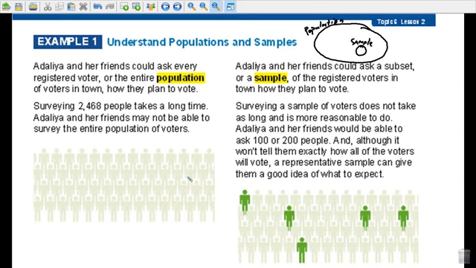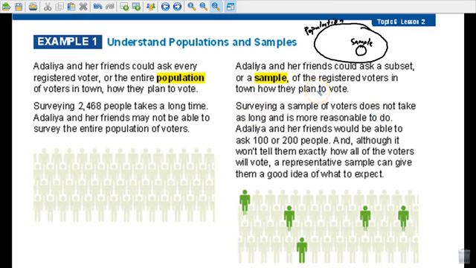And as we can see, Adalia and her friends could ask every registered voter, or the entire population of voters in town, how they plan to vote. That would take a long time. They can ask all 2,468, and that would be very accurate as to how they're going to vote. But that would take them a very long time. Or Adalia and her friends could ask a subset, or a sample, as we like to call it, of the registered voters in town how they plan to vote.